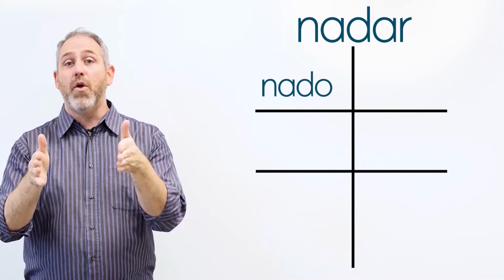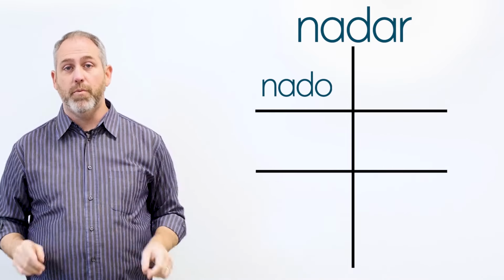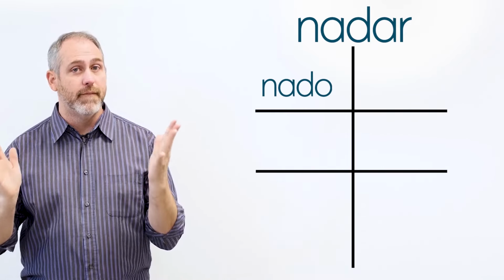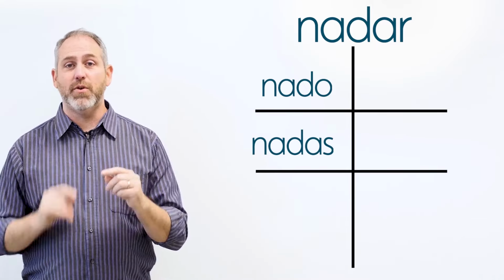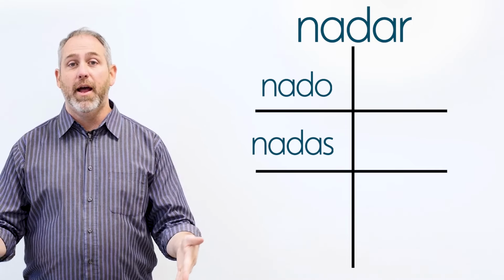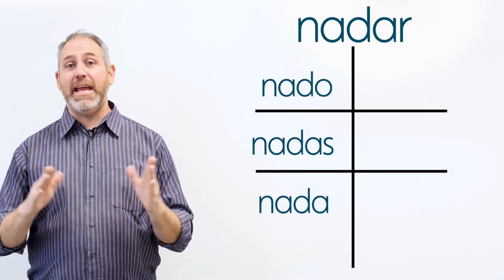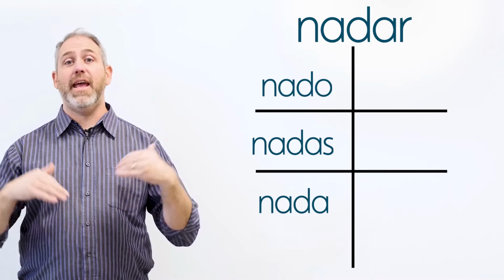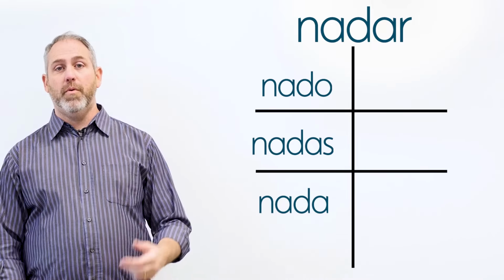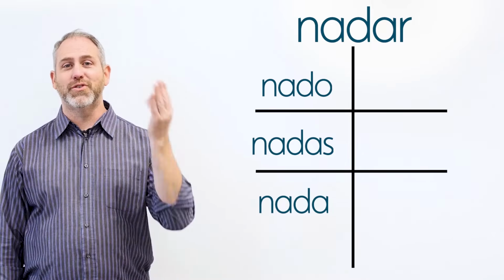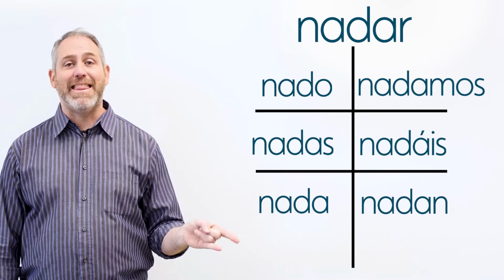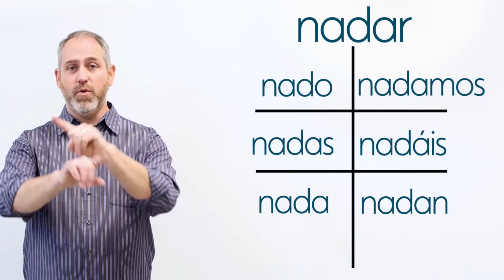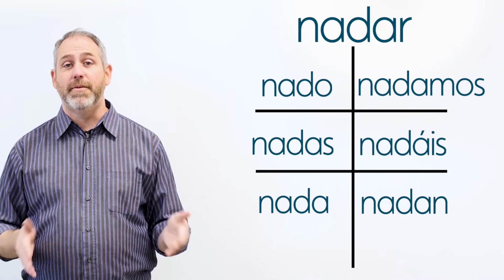So yo nado. Okay, you swim. Tú nadas. Good. Él, ella, usted, he, she, or you swim. Él nada. Ella nada. Usted nada. We swim. Nosotros nadamos. You swim, plural. Vosotros nadáis. They swim. Ellos nadan. Ellas nadan. And ustedes nadan.